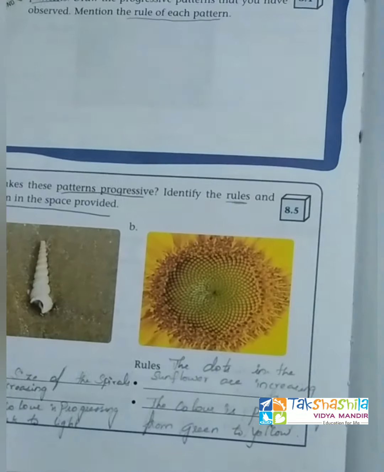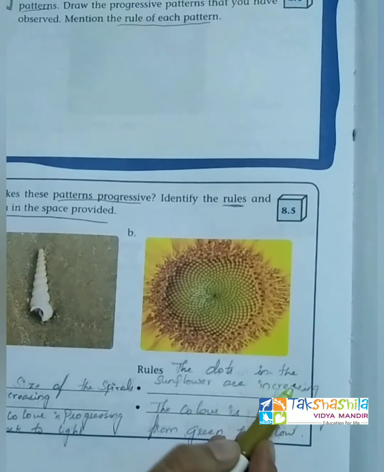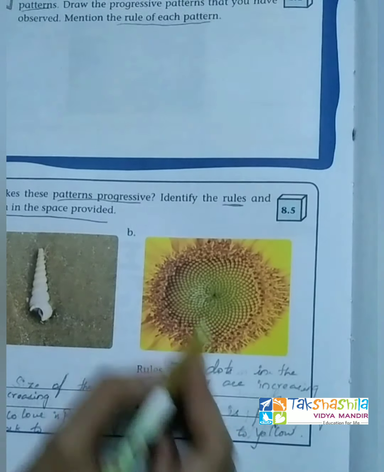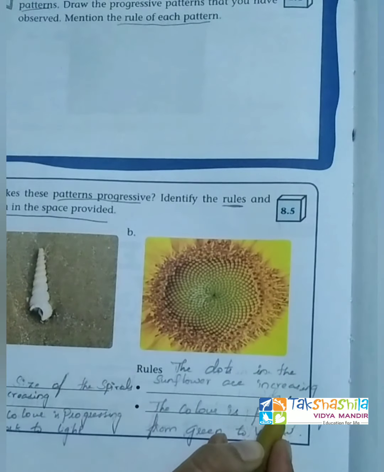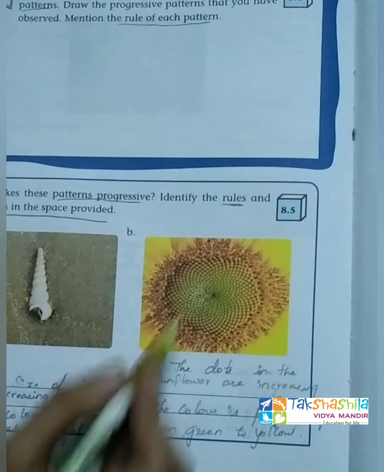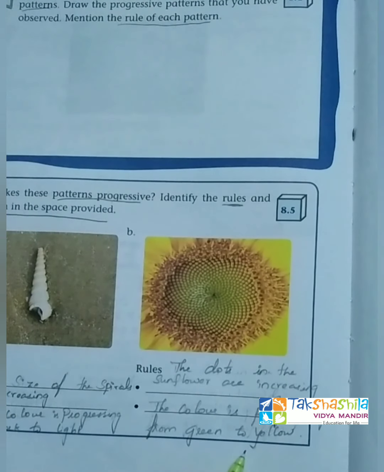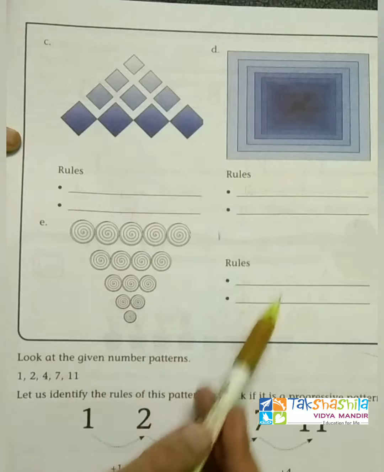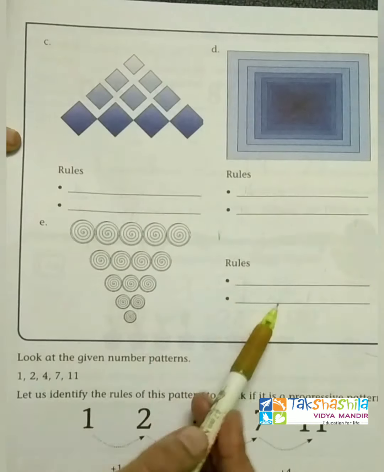See the B picture. So it is a sunflower image, and here if you keenly observe, the dots in the sunflower are increasing. It started from one dot, then it's gradually increasing. So that is the first rule. And the second rule is the color is progressive from green to yellow color. So green color landi yellow color variyum appdi extend aide irukku. So this is a pattern, and you have to do this as a self work, and you have to write the rules, what type of patterns present here.